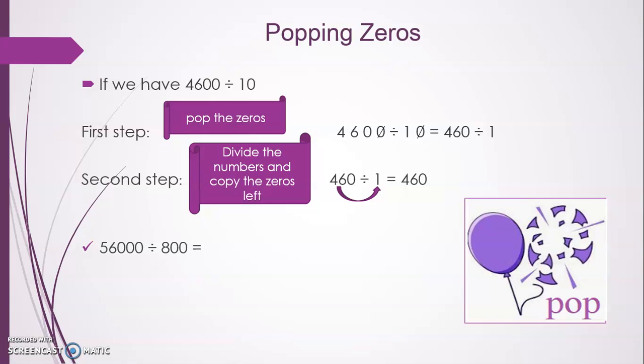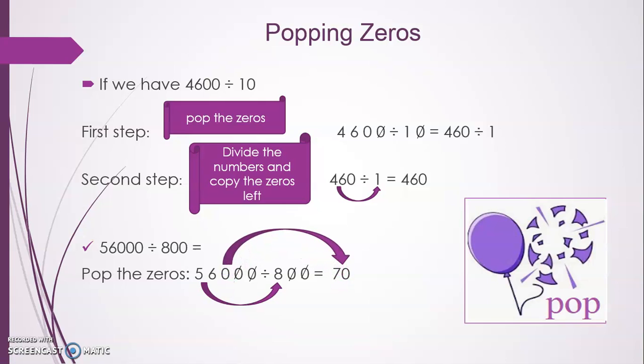If I have 56,000 divided by 800, first step, pop the zeros. Means in this one, I have to pop 2 zeros from the first number and 2 zeros from the second number. I still have 560 divided by 8. Second, divide the numbers. Means 56 divided by 8. I ask myself, 8 times what gives me 56? 8 times 7 is equal to 56. I write 7. Then I copy the zeros. How many zeros are left to copy? I have only 1 zero to copy. Then the answer will be equal to 70.